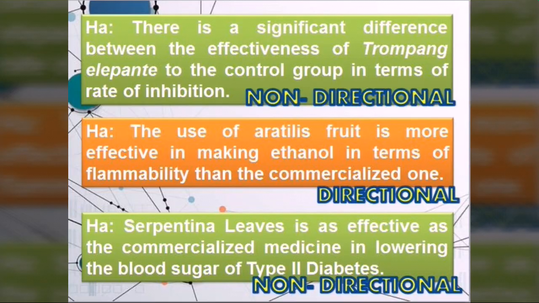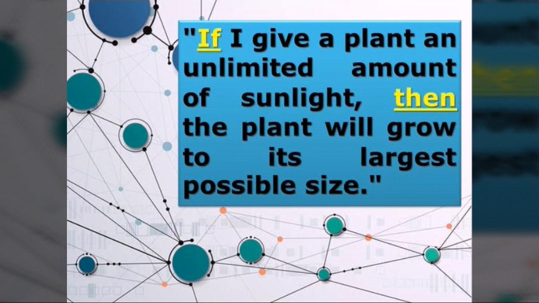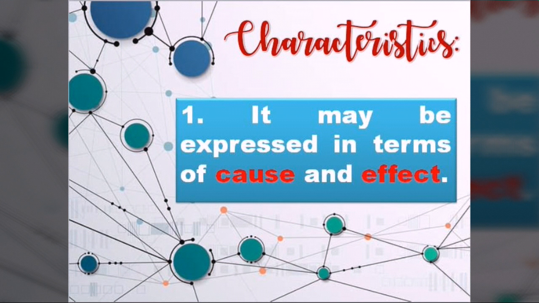What are the characteristics of a good hypothesis? I have this example. If I give a plant an unlimited amount of sunlight, then the plant will grow to its largest possible size. What have you noticed? We have if and we have then. What do you think is a characteristic of this hypothesis? Okay, number 1 characteristic is it may be expressed in terms of cause and effect. The reason is that there is a relationship between 2 variables in making a hypothesis.